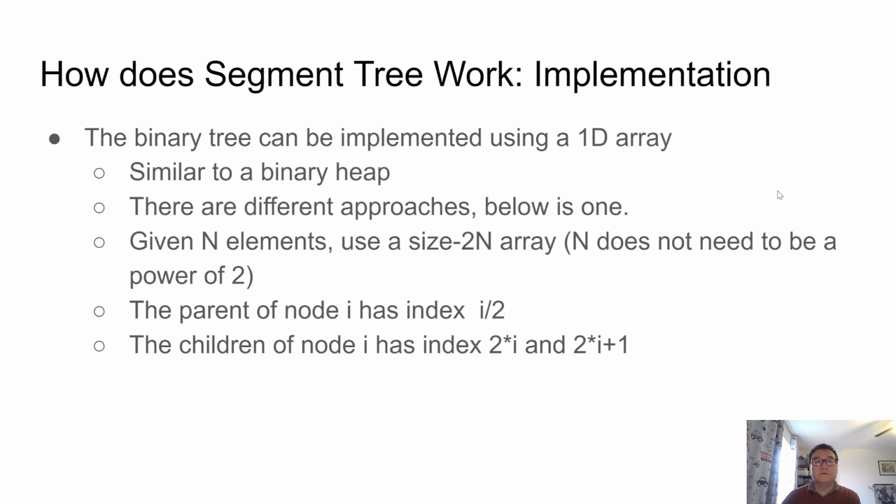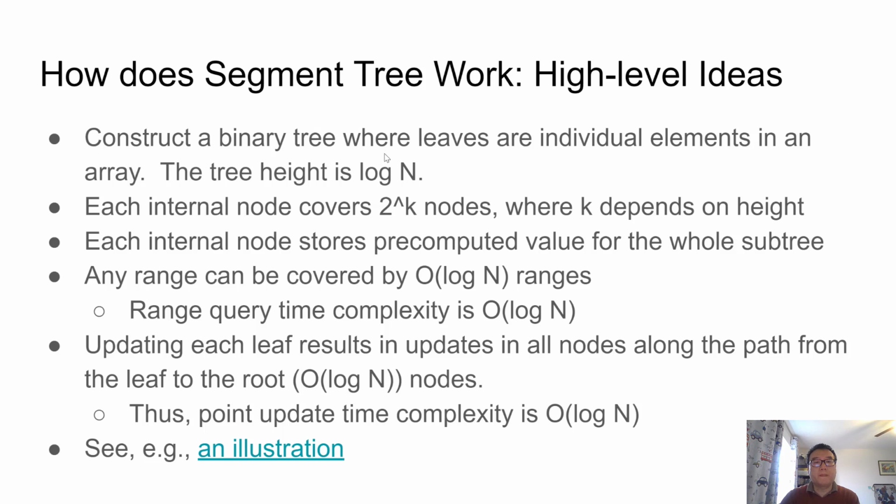The high-level idea for a segment tree is to construct a binary tree where the leaves are the individual elements in the array. Given an array of size n, if we create a binary tree where leaves are individual elements, then the height is log n. The total number of nodes in the tree is about 2n, probably 2n minus 1. Each internal node covers 2 to the k leaves, where k depends on the height. The leaves cover just one element. Their parent covers 2 elements, and the grandparent covers 4 elements.